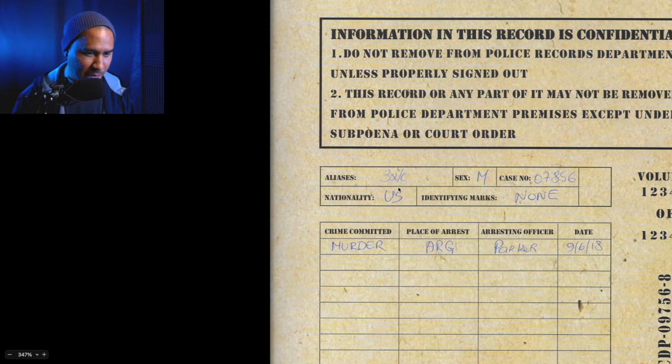So next is the cover of the file or folder. Information in this record is confidential. Do not remove from police records. I think we have permission. It's a case of Martin Moore. Alias 3X/C. Okay. U.S. citizen. No identifying marks. Crime committed, murder. Place of arrest, Argentina. Arresting officer, Parker. Arresting officer, who got arrested. And then we have a date, September 6th, 2018.